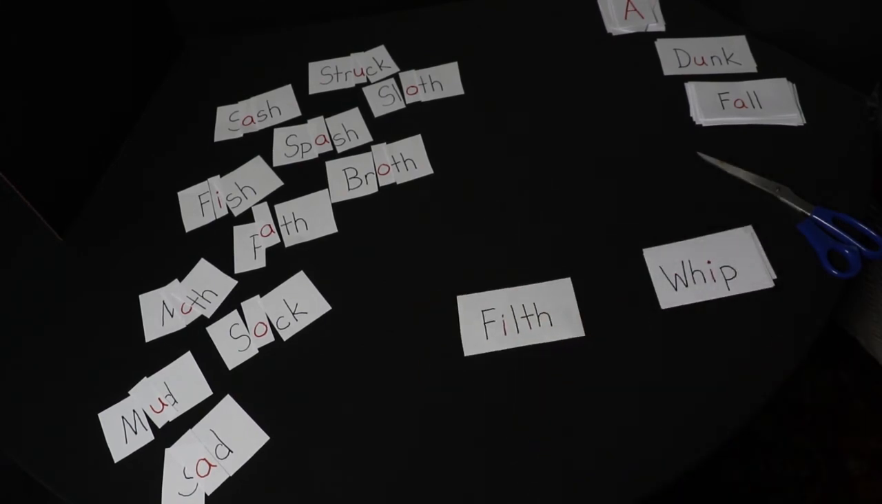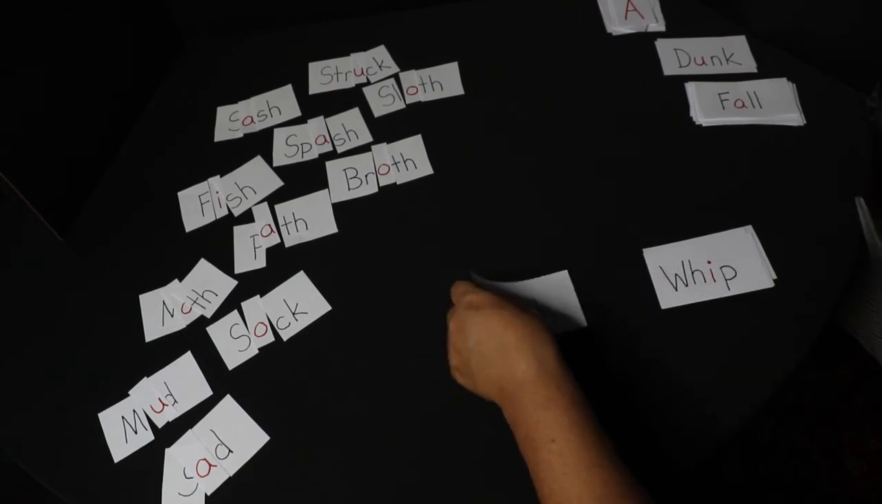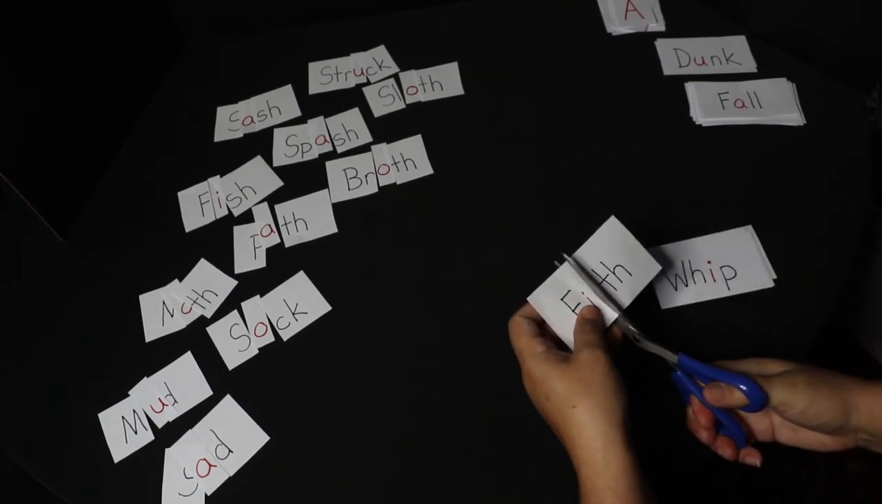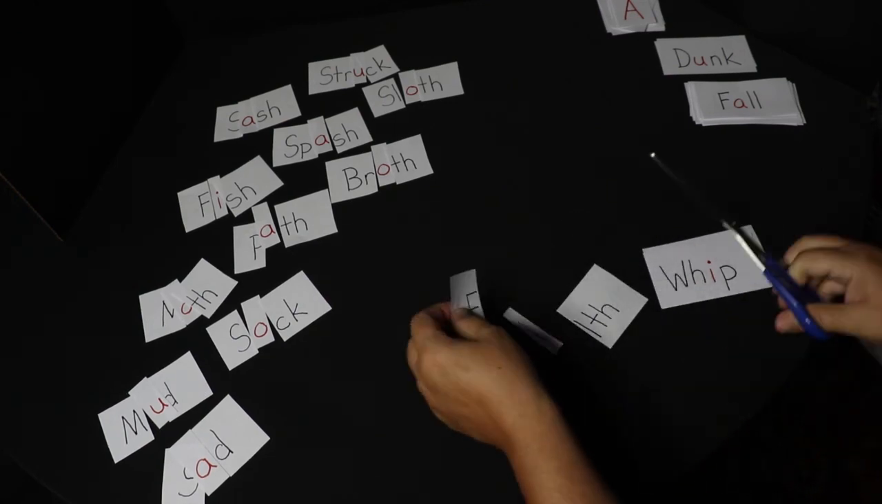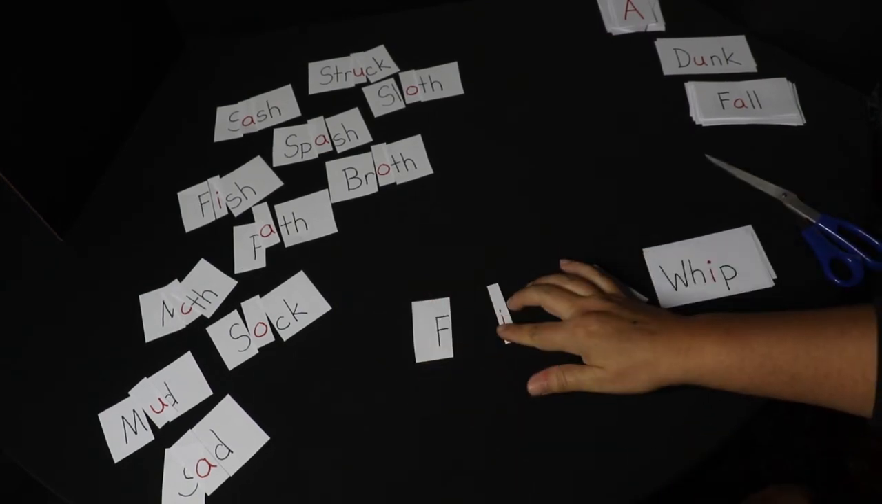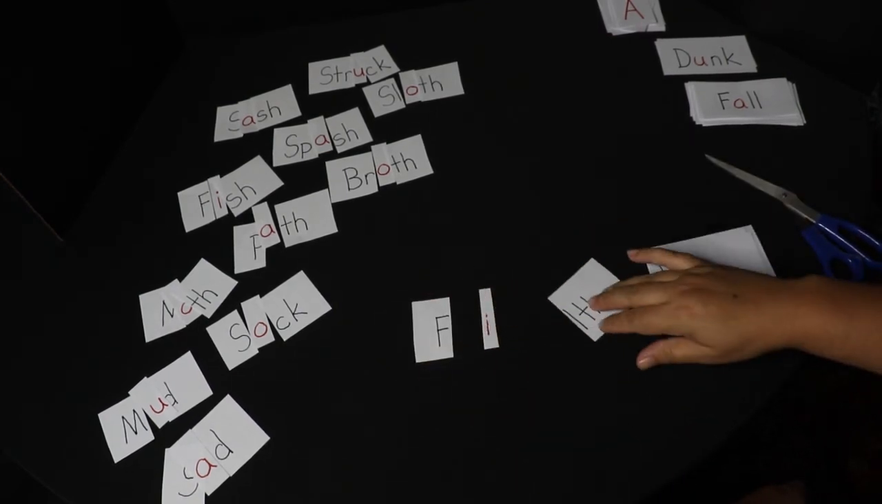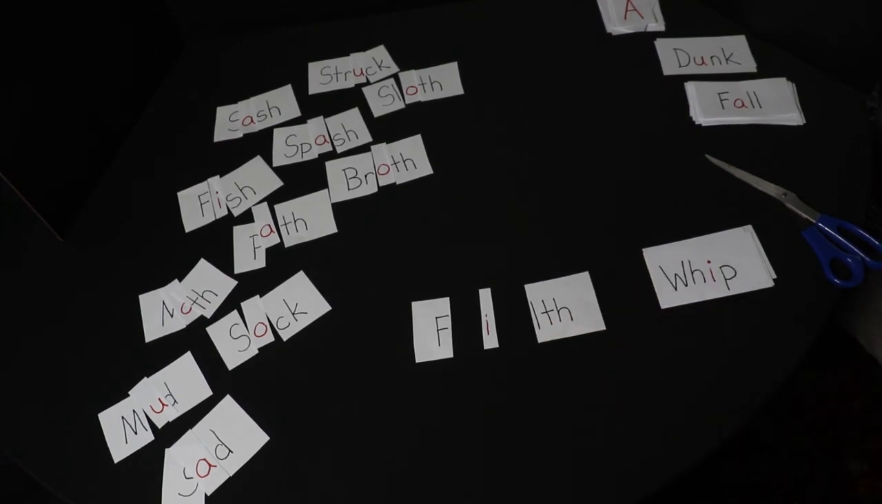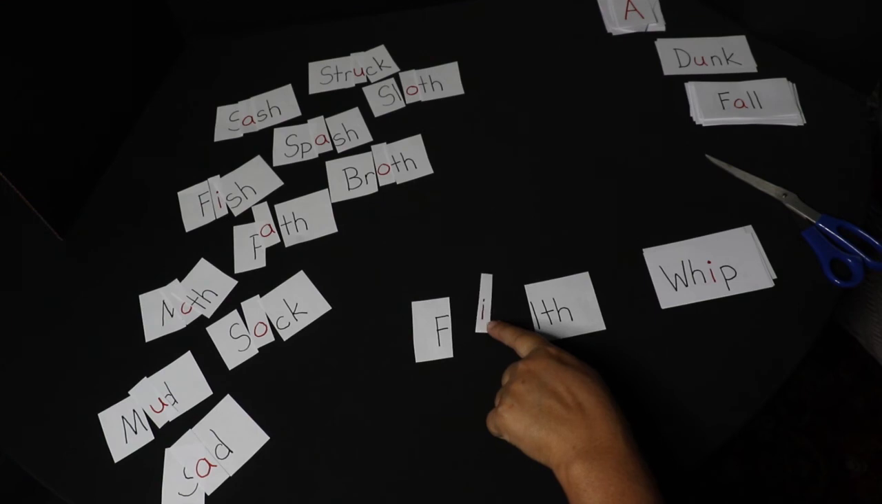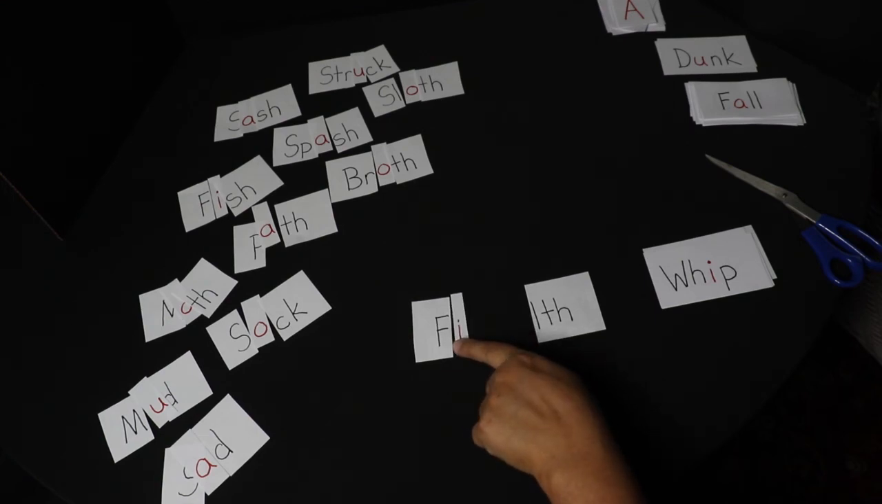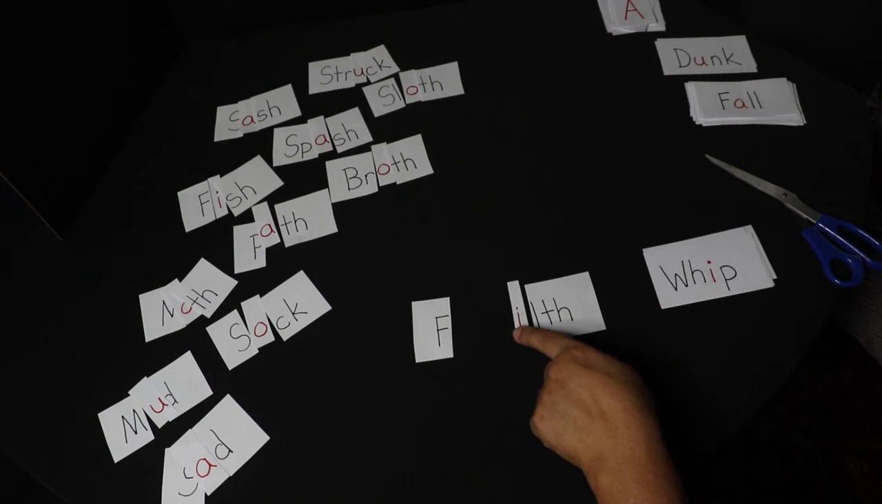Here's our next word. We're going to cut out the vowel and separate it. Which way are we going to move it? Are we going to move it this way, or this way? Remember, if we moved it this way, it would make its long I sound. We're going to move it this way to make its short I sound, because we always move it to the right first.